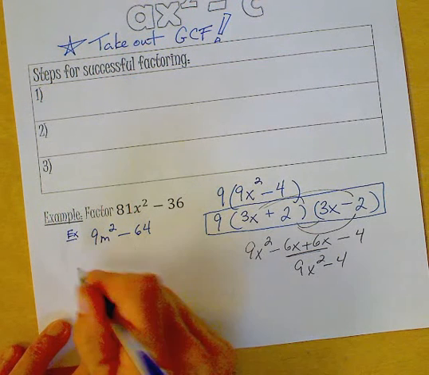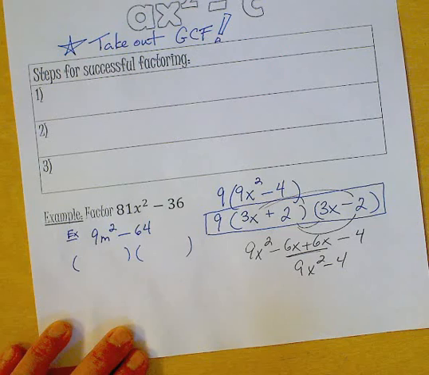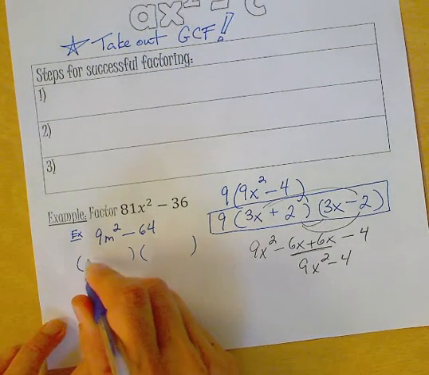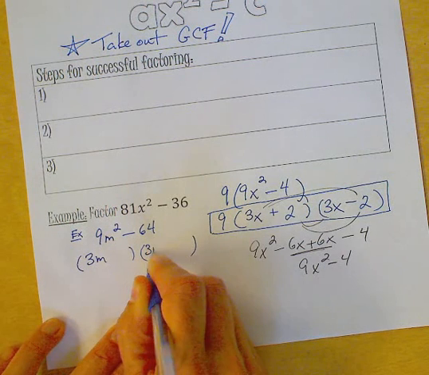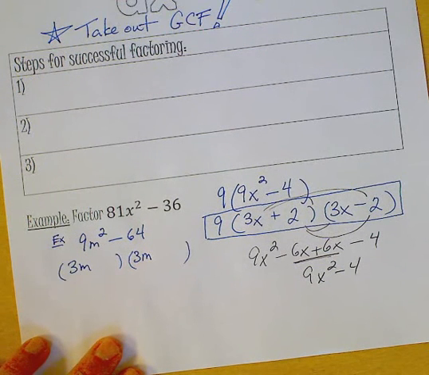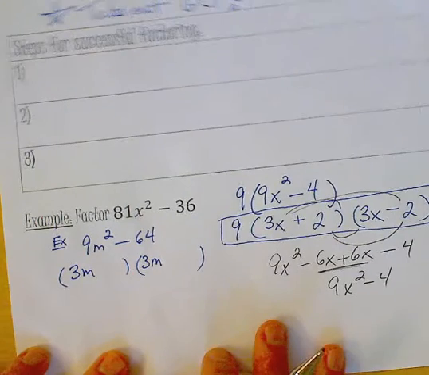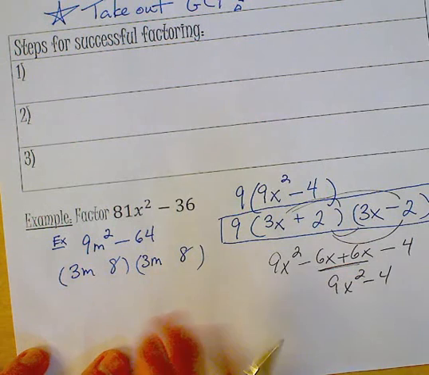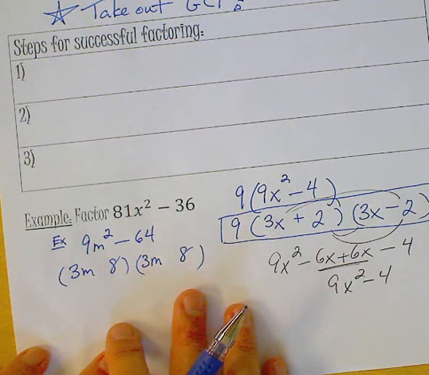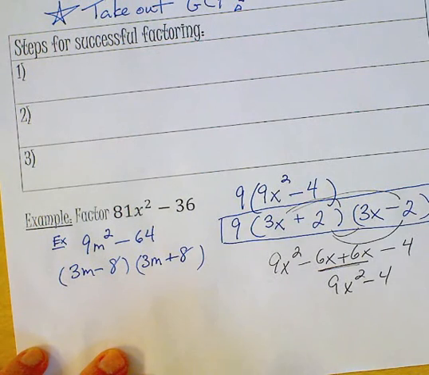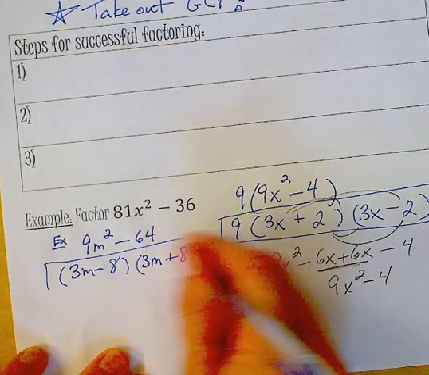Watch how easy it is. So what's the square root of 9m squared? So that's the first term. What's the square root of 64? Square root of 64 is 8. So those are definitely the second terms. And then where do you want to put your plus and minus? I'll just go this way. It doesn't matter as long as they're opposites. That's the answer. That's factored.